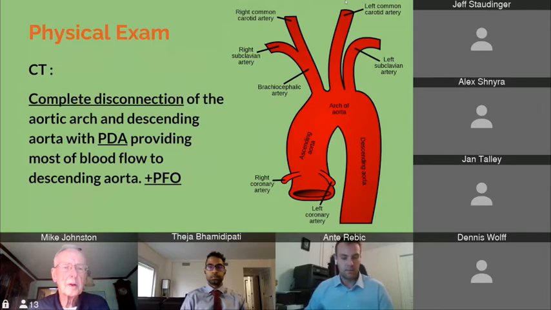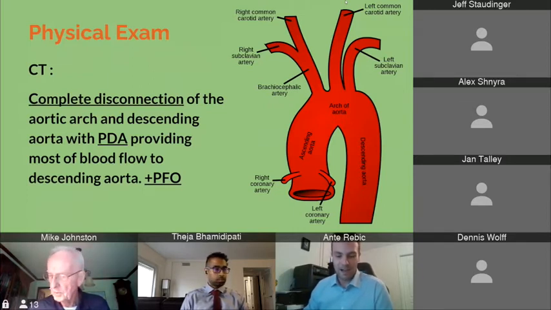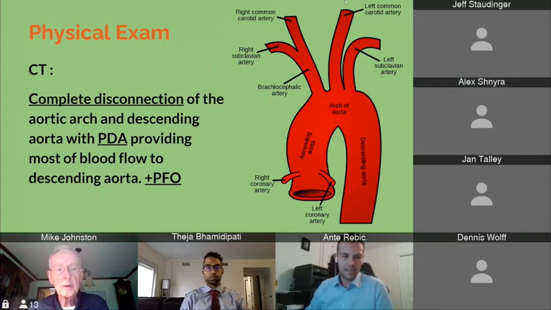There was also a patent foramen ovale. Now let's break this down, because many of you listening do understand what all this means, but some of you, maybe first or second year students who haven't gotten into cardiac pathology or anatomy yet, might not understand. So, complete disconnection.